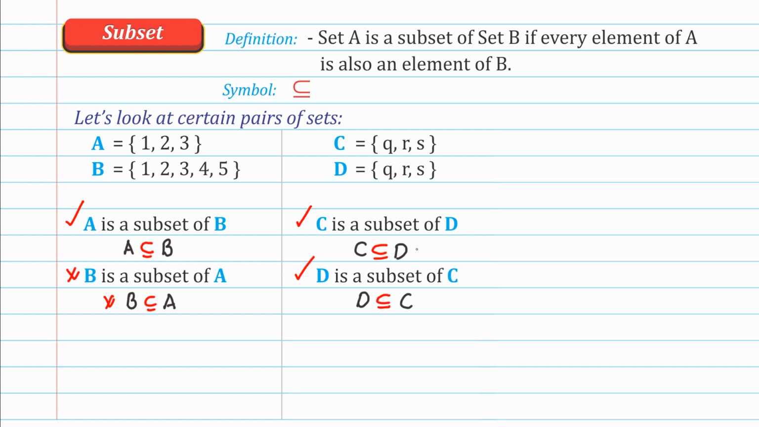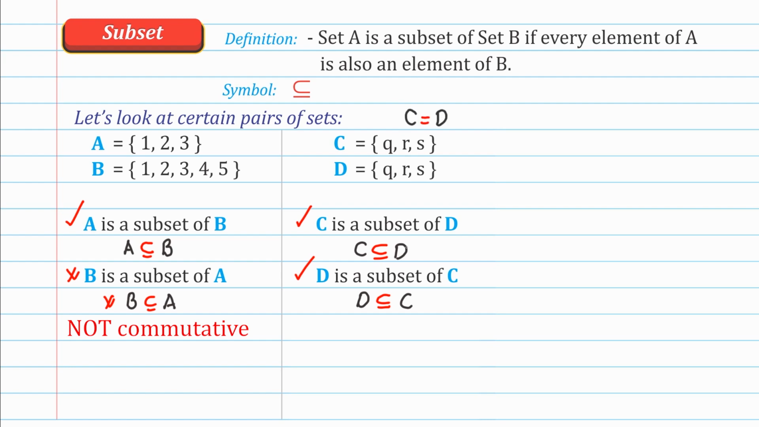Now, notice in this case, unlike the previous pair, where the relationship subset is not commutative, in the second pair, it is true. As you can see, these have exactly the same elements. How do we call these sets again with exactly the same elements? They are equal. We can say that C is equal to D.